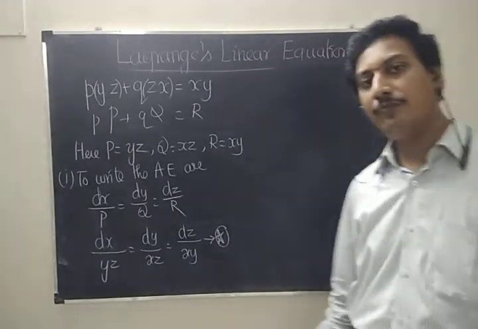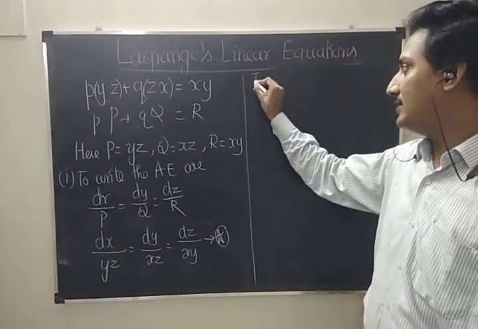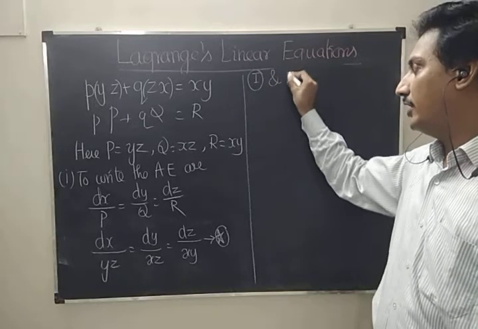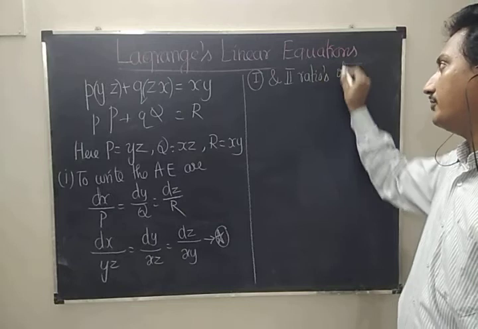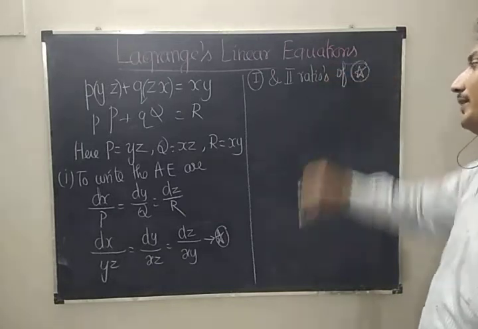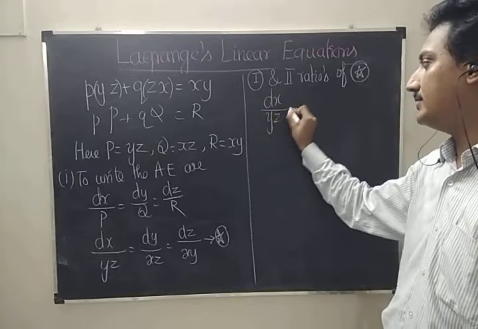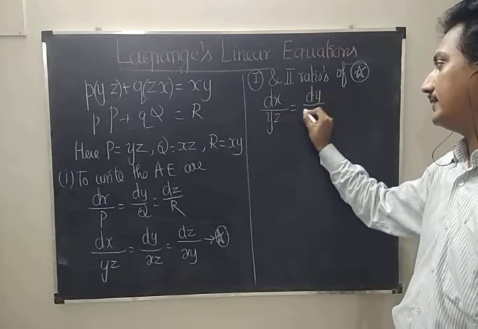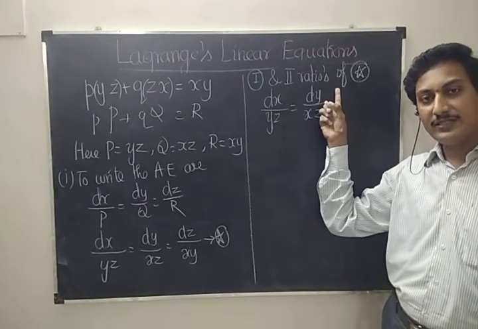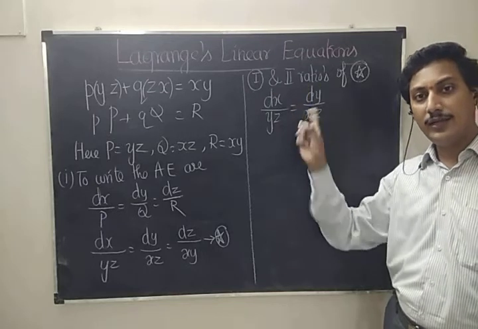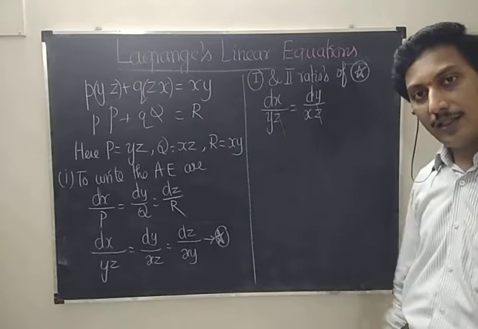I can apply the method of grouping technique. So can I choose the first and the second ratios? If I choose the first and the second ratios of the given auxiliary equation, what I am getting is dx by yz is equal to dy by xz. Please put down dx, dy. So please fix x and y. Other than the x and y, try to cancel the other variables. So I feel that z is common, so we cancel.